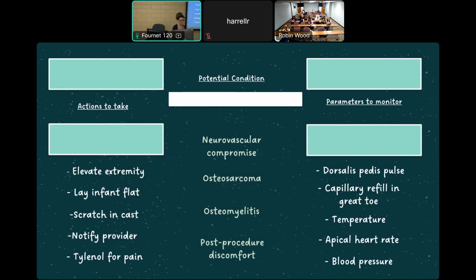Too tight. Too tight. Yeah. Right. So probably stuck between, is this normal post-procedure discomfort? Because the whole point of casting is to stretch, right? It's going to be uncomfortable. Or is it neurovascular compromise? So, what are some things that mom said that she was doing that you didn't like? Refusing to eat. Don't like.